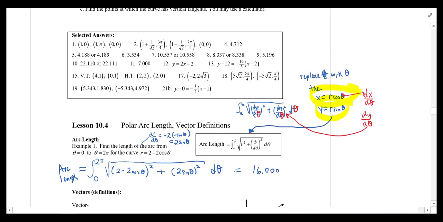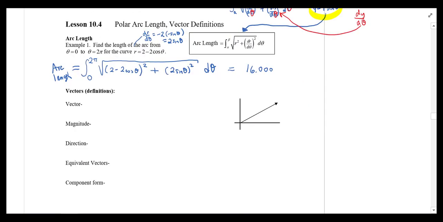All right. So now let's talk about vectors. We have some definitions that I need to describe to you. What is a vector? Well, a vector is really just a directed line segment, meaning that the direction matters. And so here is an example of a vector. It's going, I don't know, in the north-east direction, I guess.